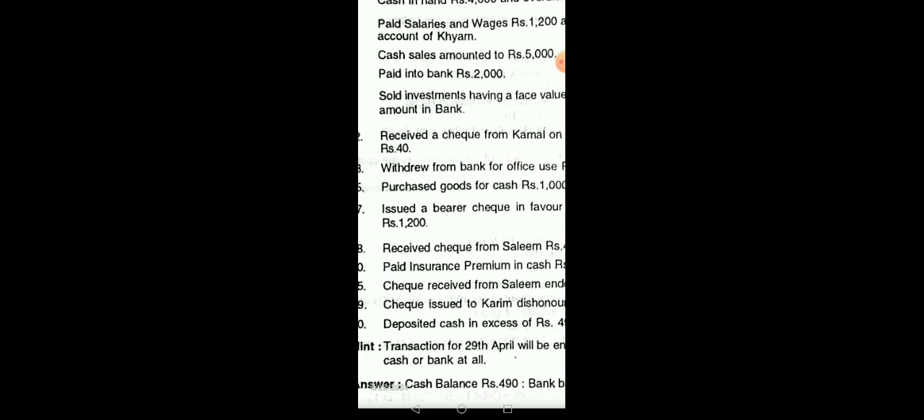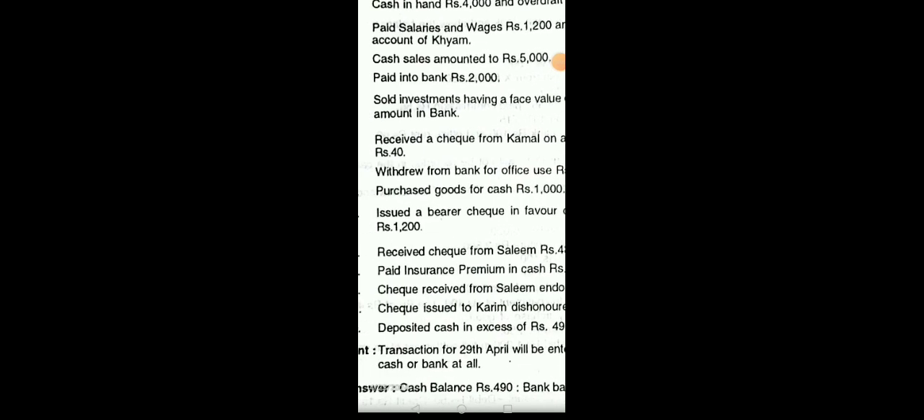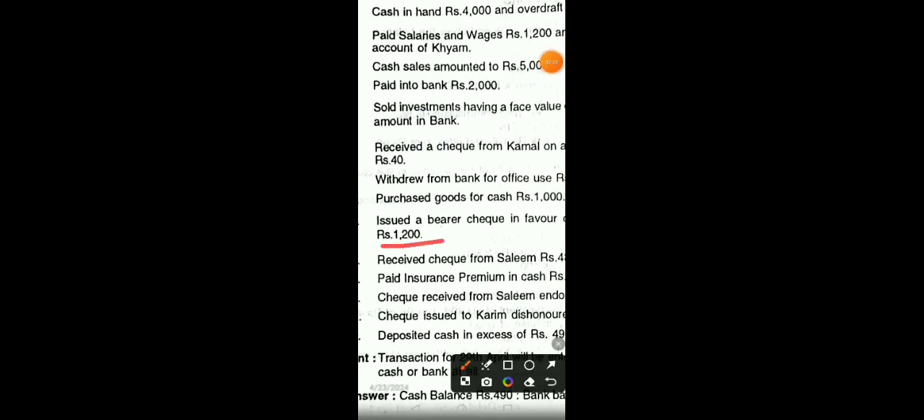But what is another factor in it? It is in full settlement. This word is very important. In full settlement of rupees 1200. What does that mean? The total amount which was payable to Amir was 1200. So you will write 1200 over here.